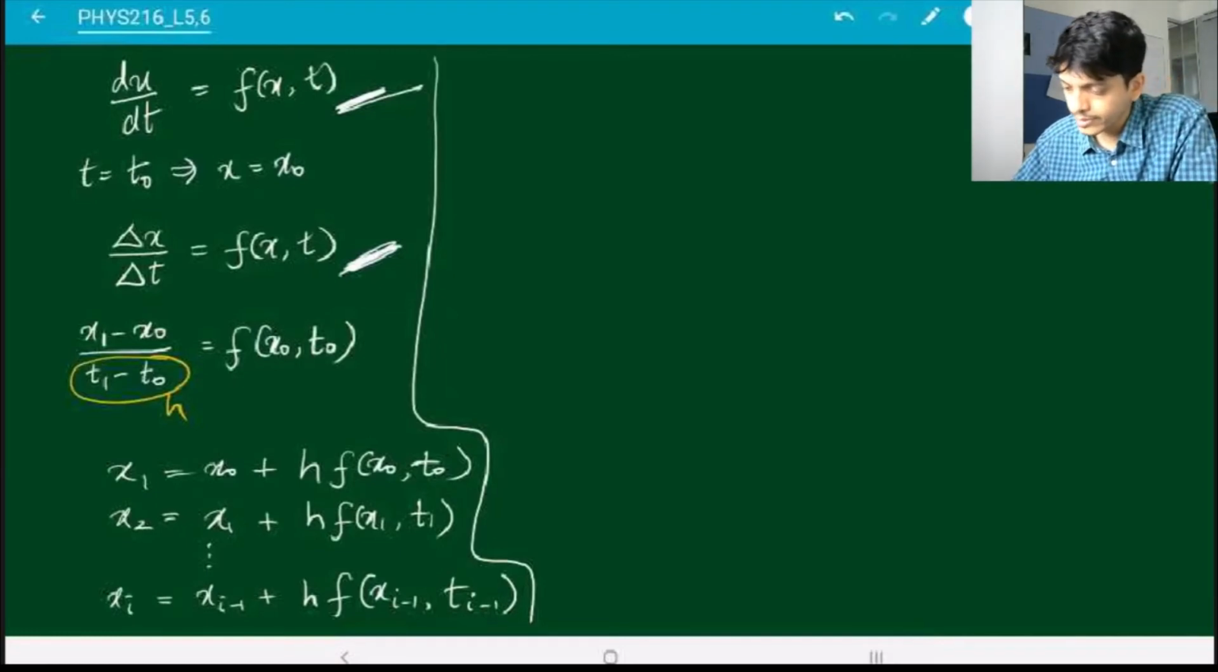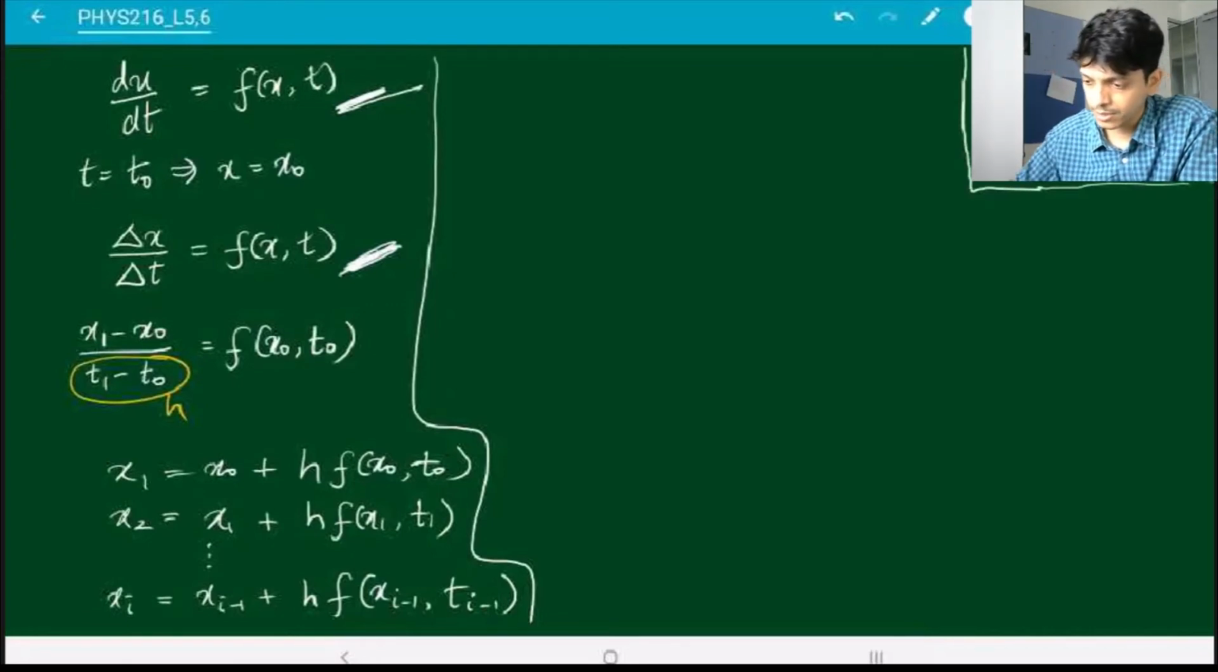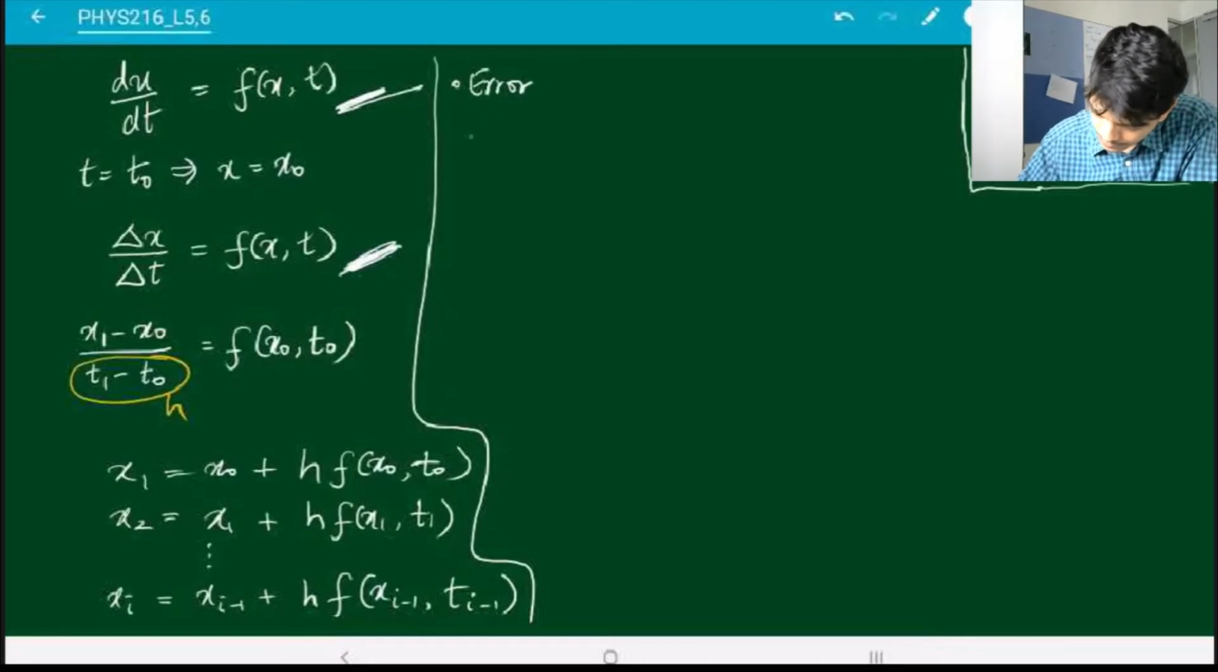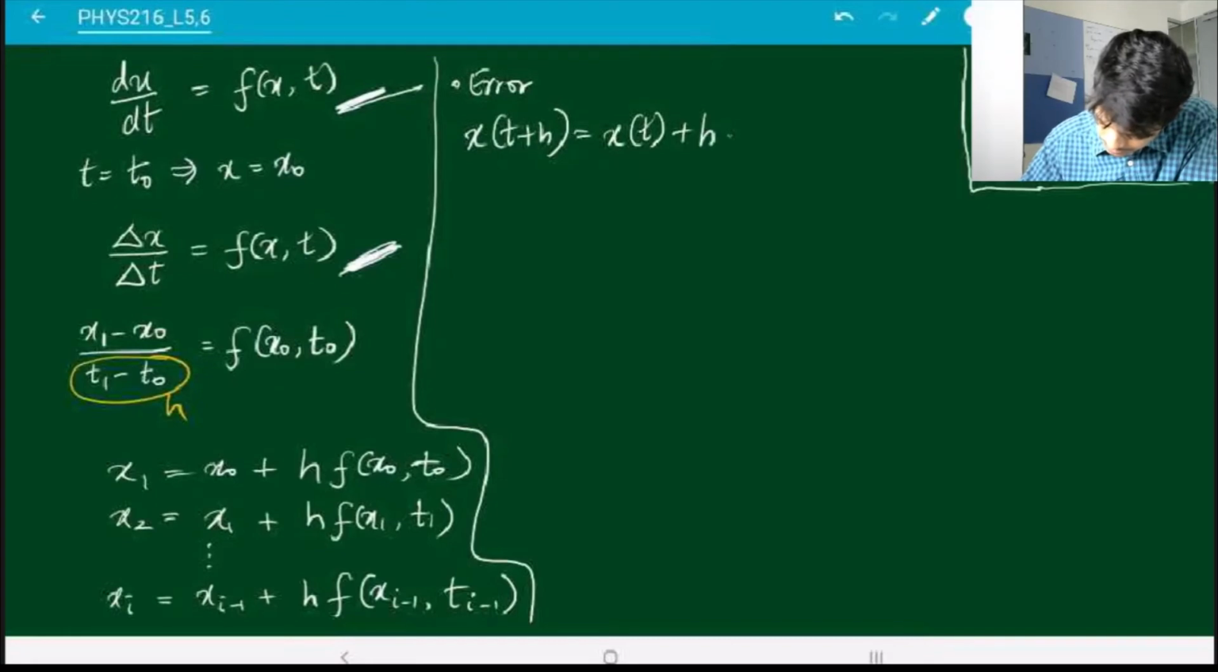Let's also do a quick error analysis of Euler's method. Let's see what is the error that we get when we solve a differential equation using this method. So you will notice that, in general, once again, let's go back to the Taylor expansion formula. x at t plus h is x at t plus h times dx by dt plus h squared by 2 factorial times the second order term and so on.